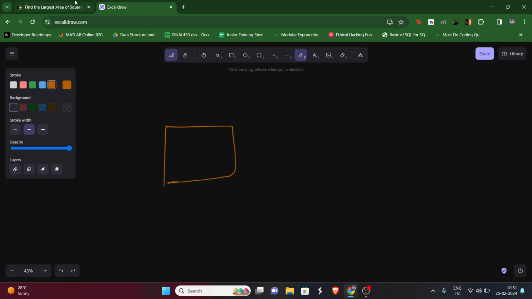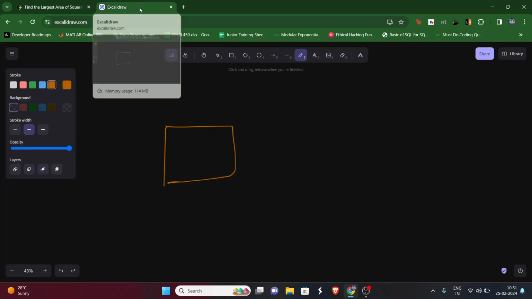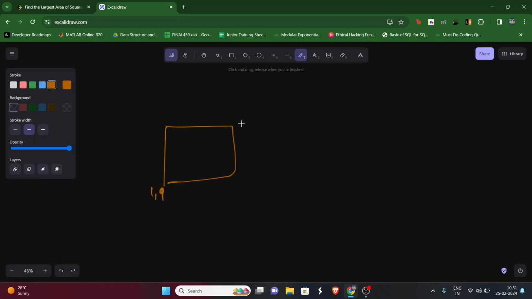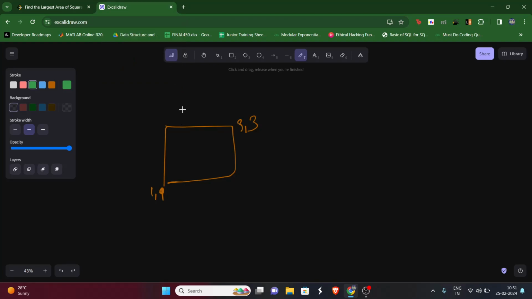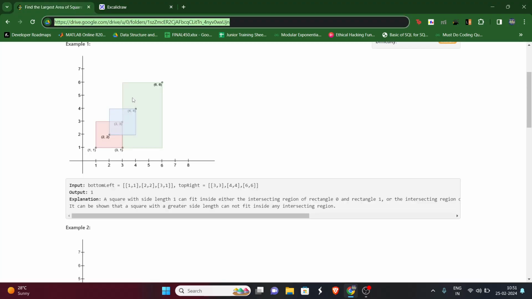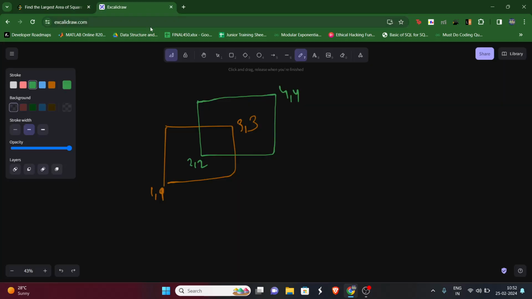So one of the rectangles is 1 1 and 3 3. So let's mark it as 1 1, and here it is 3 3. Another rectangle is 2 2 and 4 4. So let me draw another rectangle, and this coordinate will be 2 2 and this coordinate is 4 4, and one more rectangle is 3 1 and 6 6. That rectangle is something like this one. This will be 3 1 and this will be 6 6.